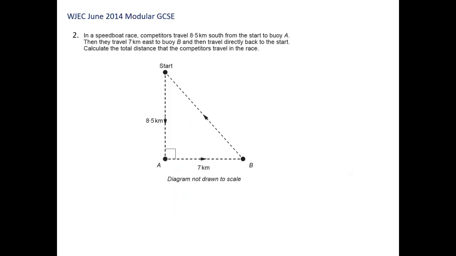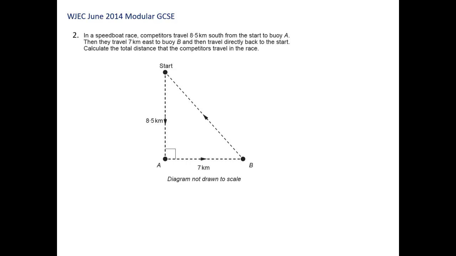Let's have a look at number 2. Now, number 2, they've tried to confuse us. They tried to throw us off the scent by having a story of this speedboat race. Competitors travel 8.5 kilometres south, then 7 kilometres east, and then back to the start. Calculate the total distance. What you're going to have to do is notice in the diagram we've got a right angle triangle and that we've got to find out one length. So then you think, okay, finding a length, right angle triangle, Pythagoras' theorem.